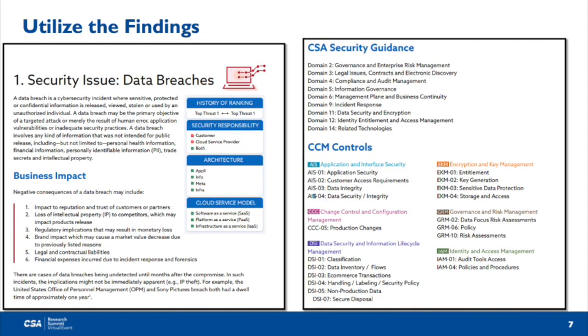So, utilizing the findings within the actual top threats report, after post-survey and compiling all this information, we do a brief overview of the security incidents. So the first one, data breaches. We'll give a general overview. We'll provide the business impact, but then we dig deeper to tell you what security guidance domains are actually relevant to this specific one. For me, when we include the security guidance, it's not meant as a control because the guidance isn't necessarily a control framework.